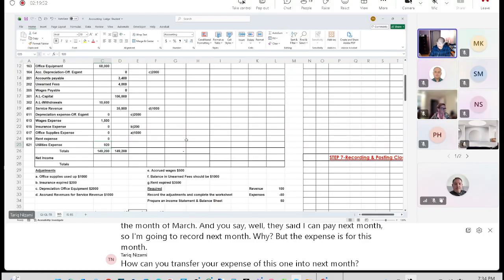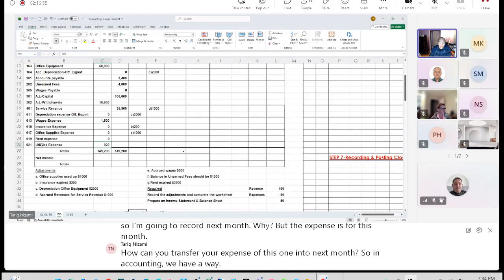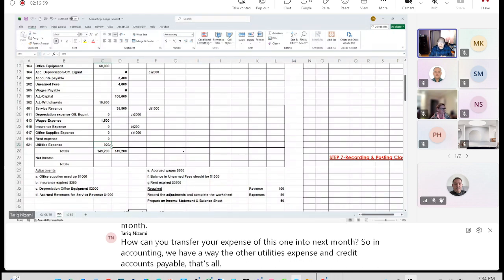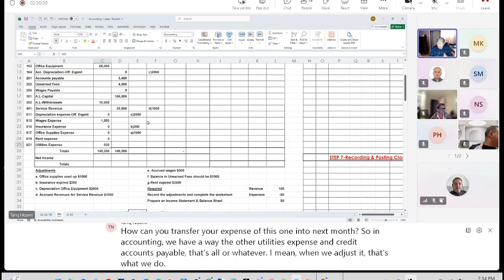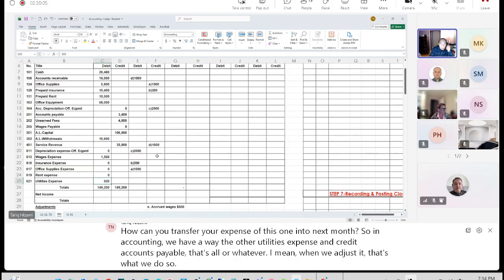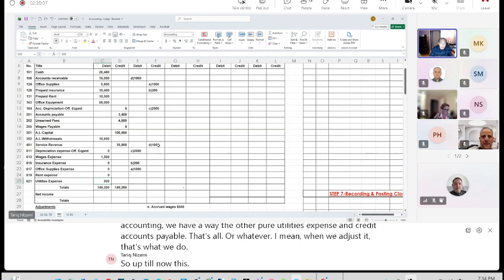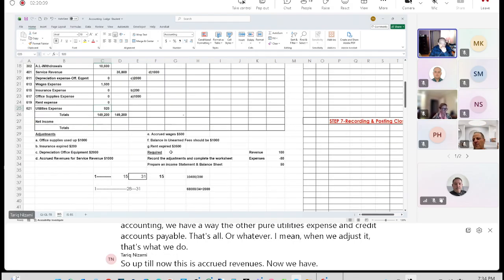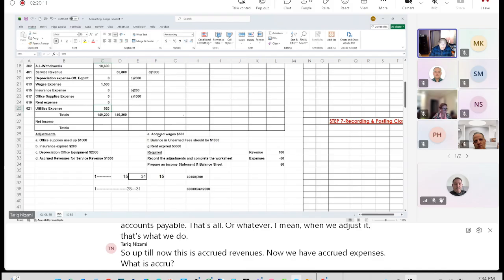How can you transfer your expense of this month into next month? So in accounting, we have a way. Debit your utilities expense and credit accounts payable. That's all. When we adjust it, that's what we do. So up till now, this is accrued revenues. Now we have accrued expenses. What is accrued expenses? There are wages.